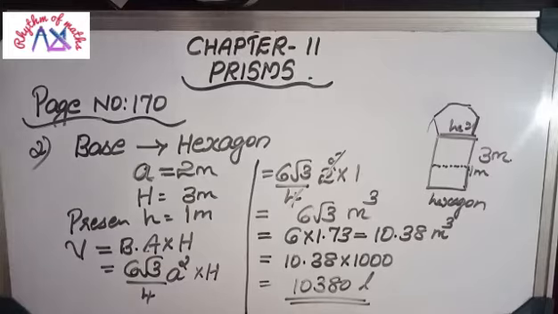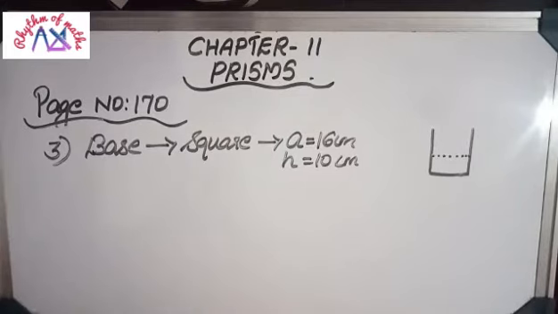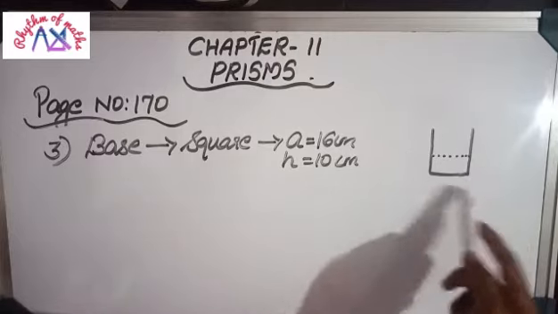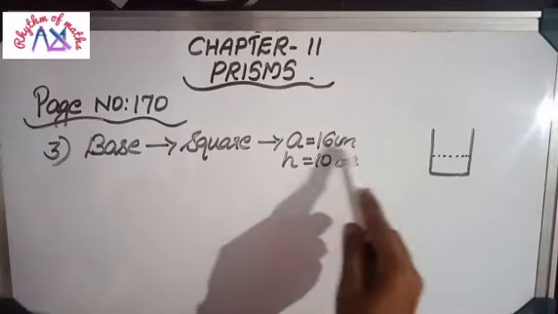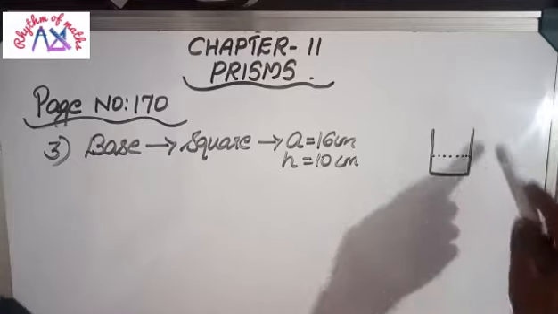Now let's do the third question. Question is, a hollow prism of base square of side 16 cm contains water 10 cm high. If a solid cube of side 8 cm is immersed in it, by how much would the water level rise? Here in this question we have a vessel with the base as a square. Okay, a square vessel we have. That means a square prism we have, with a side as 16 centimeter and height as 10 centimeter.